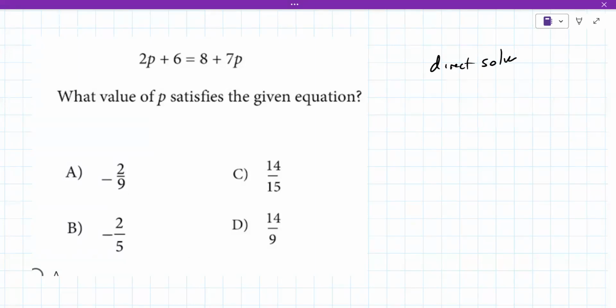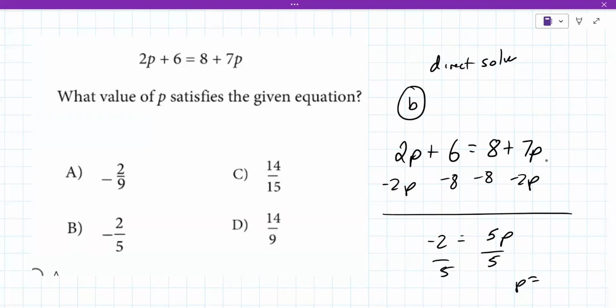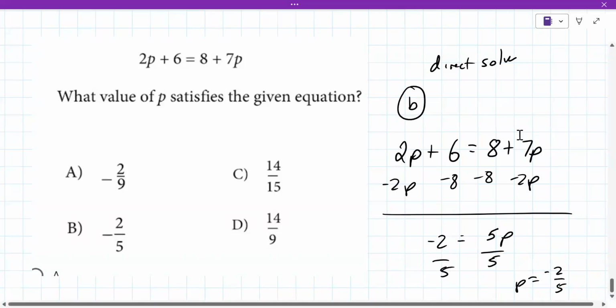B. Okay, you say B. How confident are you in your answer? I'm really confident. All right, let's take a look here. What did you move first? 2P. You subtracted that from both sides. So you did the right thing here. You always move the smaller to the larger. All right, and I'm going to subtract 8 from both sides. So it's -2 equals 5p. Divide by 5, p equals -2/5. All right, good job.